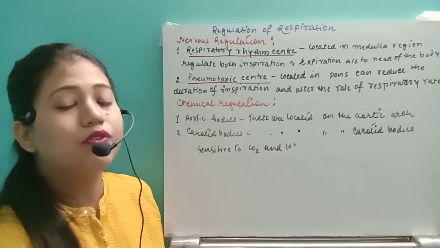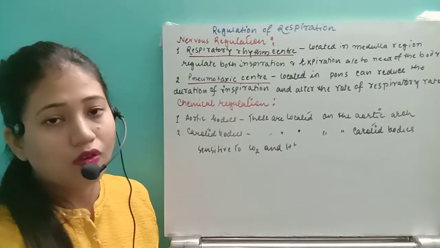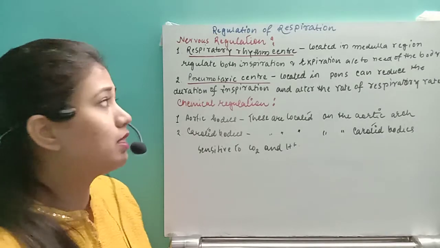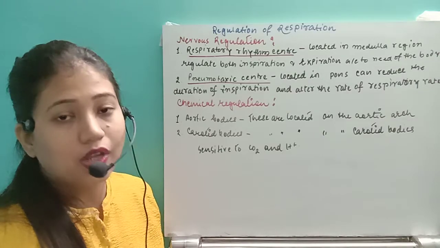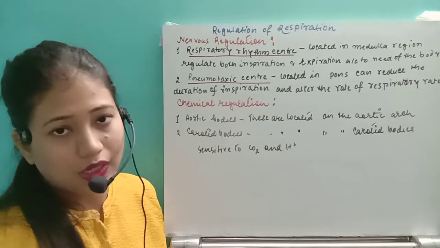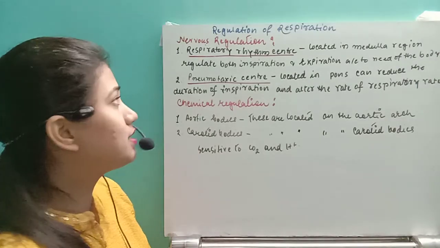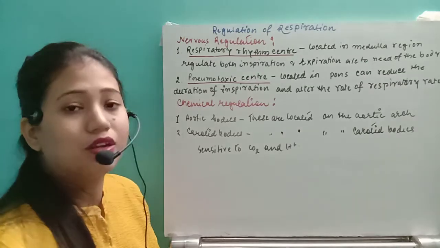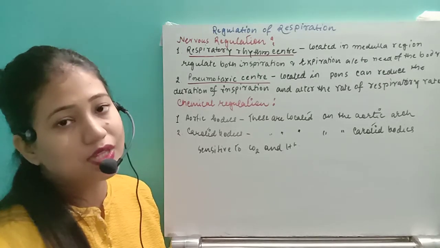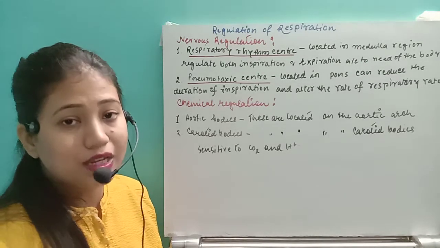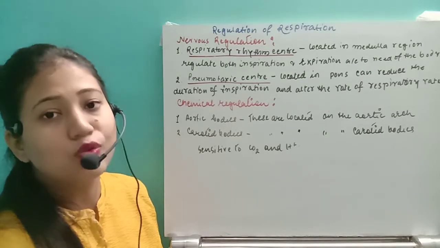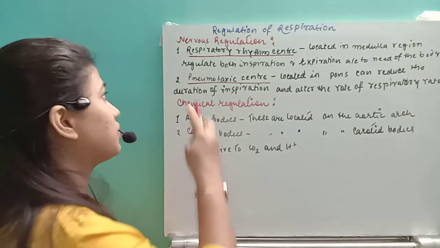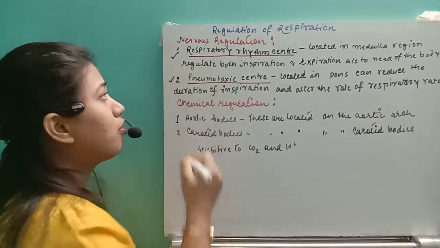Okay, so if you see the regulation of breathing, then basically there are two types of regulation. One is nervous regulation and another is chemical regulation. So first of all, see the nervous regulation. Under the nervous regulation we have two centers present in the hindbrain. They are the respiratory rhythm center and the pneumotaxic center. Questions are asked from here a number of times.